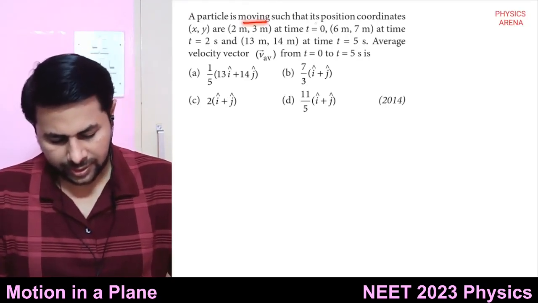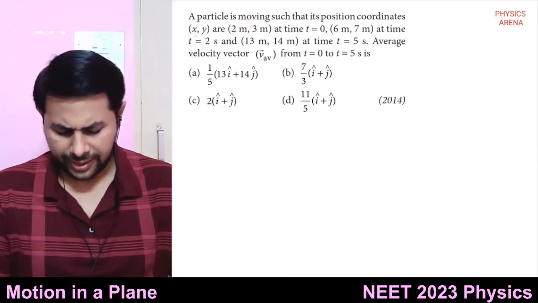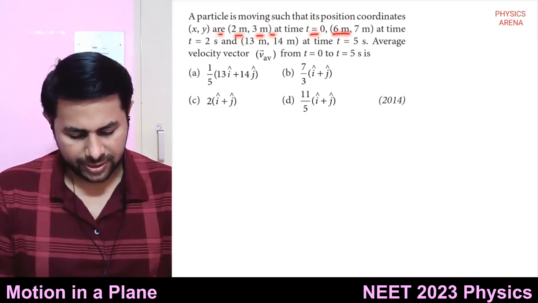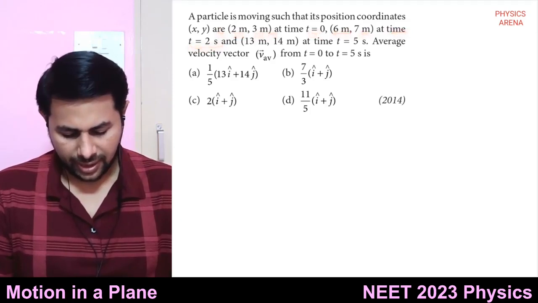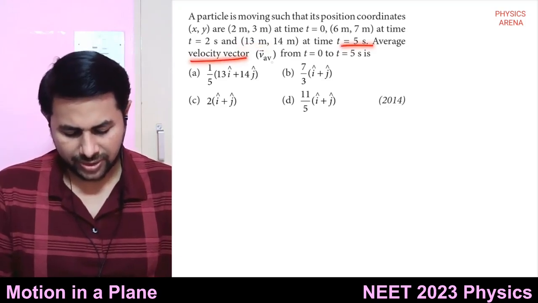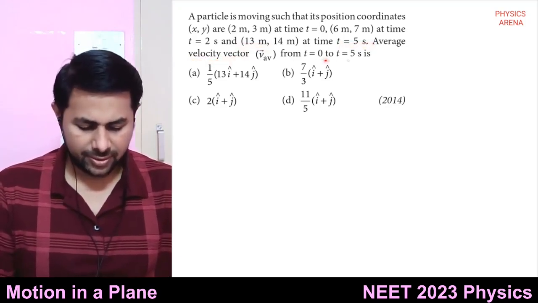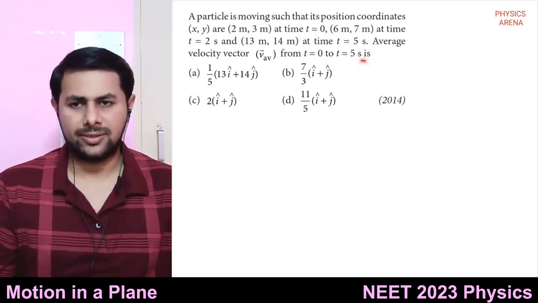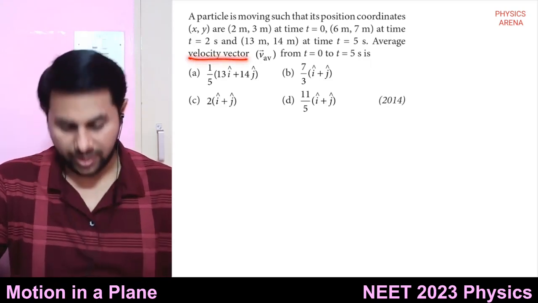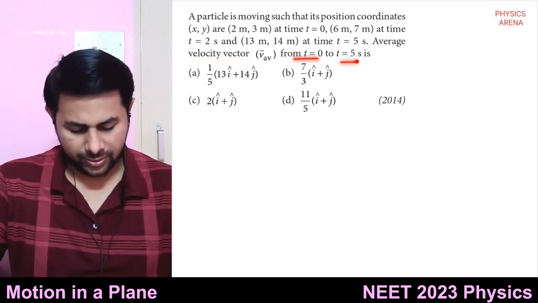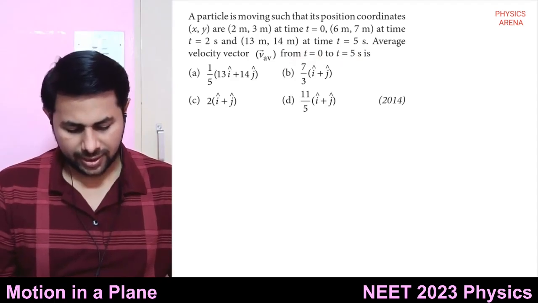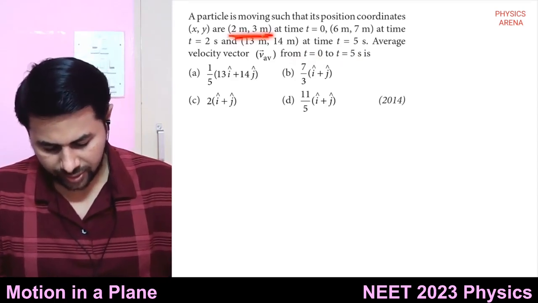A particle is moving such that its position coordinates x, y are 2 meters, 3 meters at time t equals 0, 6 meters, 7 meters at time t equals 2 seconds, and 13 meters, 14 meters at time t equals 5 seconds. The average velocity vector from t equals 0 to t equals 5 seconds is. Tell me. You want the average velocity vector from t equals 0 to t equals 5 seconds. So you will pick the coordinates at t equals 0 and t equals 5 seconds.